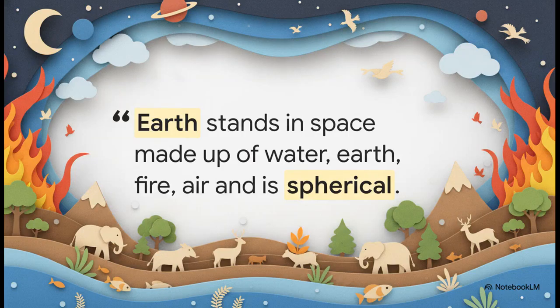But before we get into the nitty-gritty of maps, I want to set the stage with something incredible. Listen to this quote from the ancient Indian astronomer Aryabhata. He said, "The globe of the Earth stands in space made up of water, earth, fire, and air, and is spherical. It is surrounded by all creatures, terrestrial as well as aquatic." It is just amazing to think that long before satellites and digital GPS, early scholars already understood our Earth as this floating, spherical home to all life.